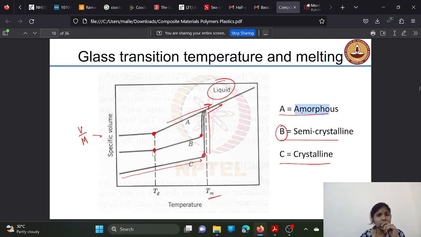the transition will be lesser, and after melting point it is going to this liquid region. And in crystalline you can't see the transition at this glass transition temperature. You can't see any transition in case of this crystalline material.